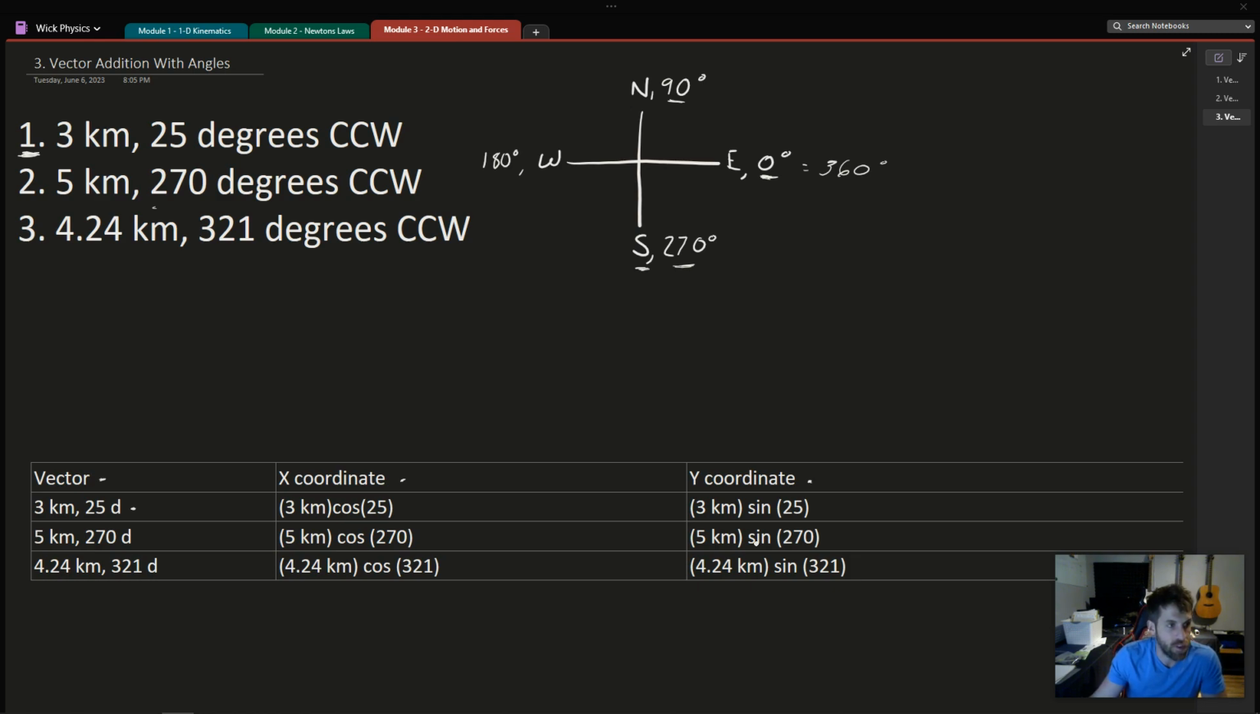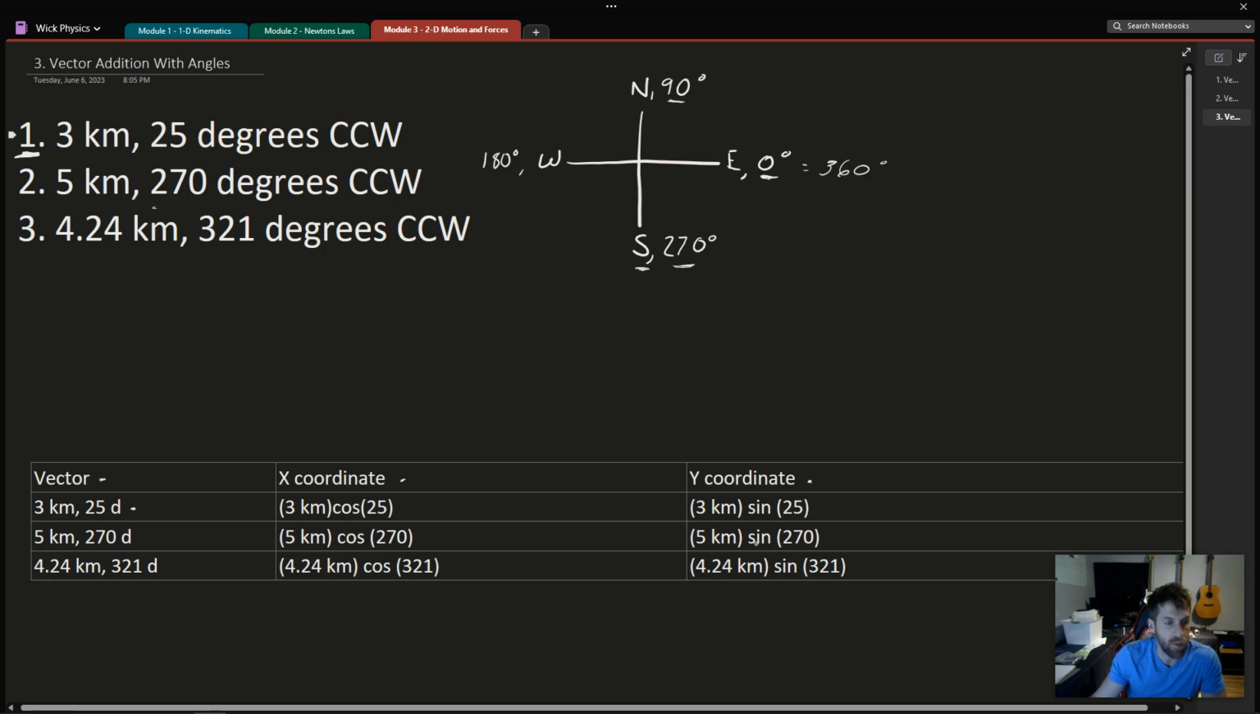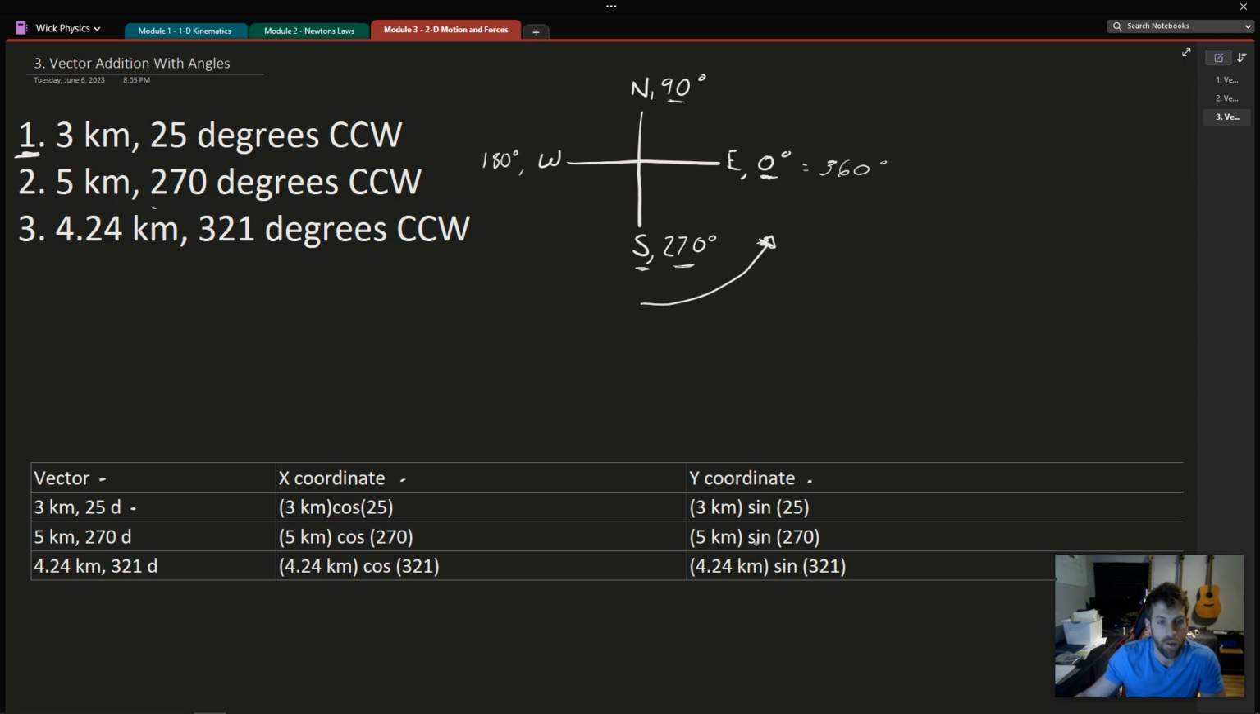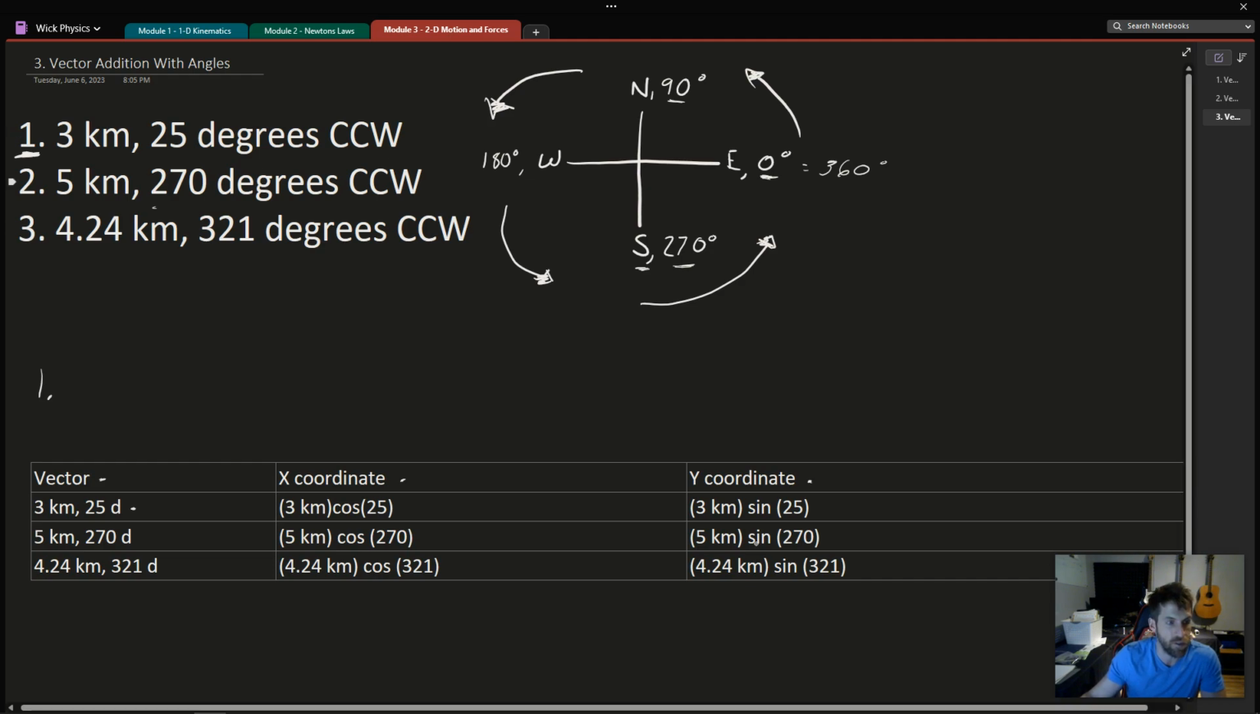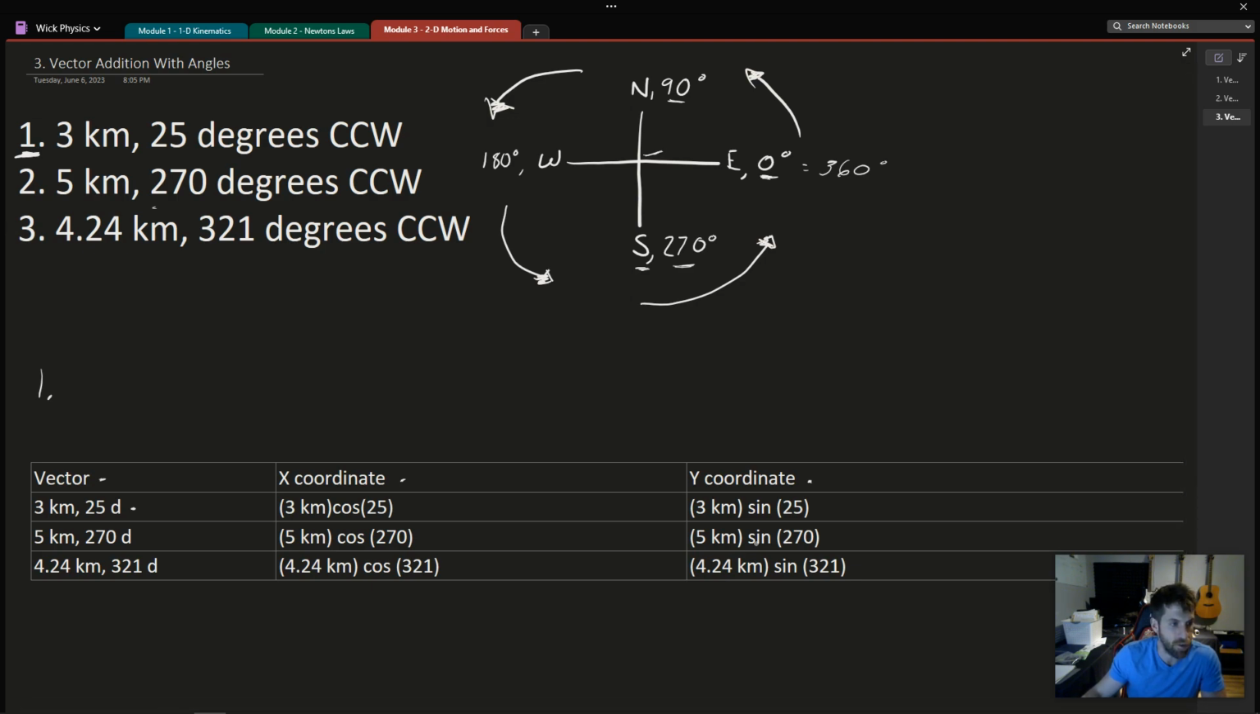So the first vector we have here is 3 kilometers, 25 degrees counterclockwise. Counterclockwise on our compass here is actually going to go this way, around, and that's where we will find out where our vector will rest within that. So 3 kilometers, 25 degrees counterclockwise. I'm going to draw my arrows down here. So 25 degrees is somewhere in the middle of these two, in between 90 and 0 degrees.